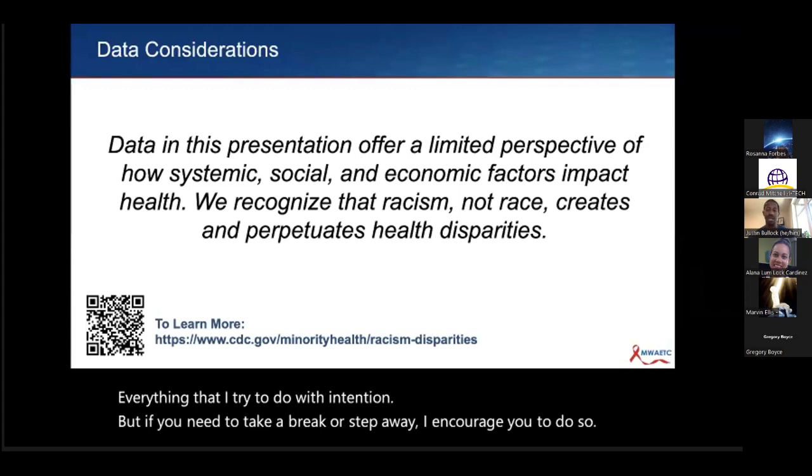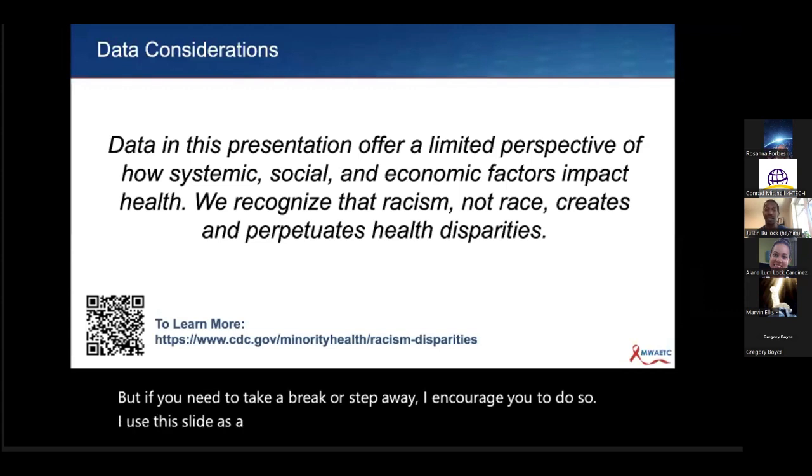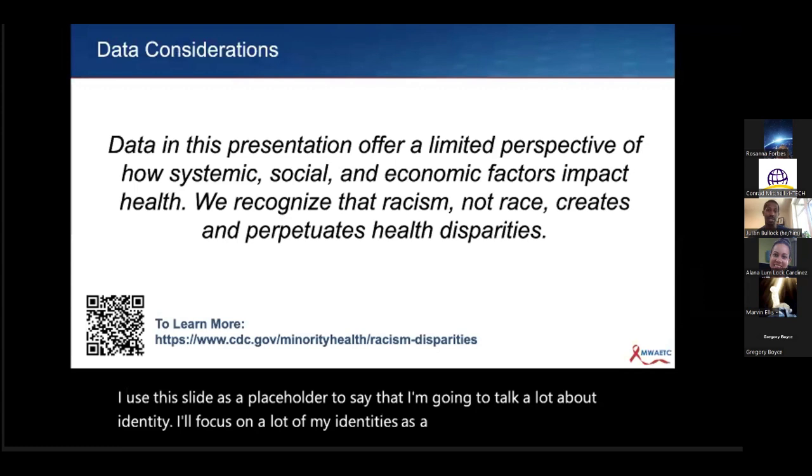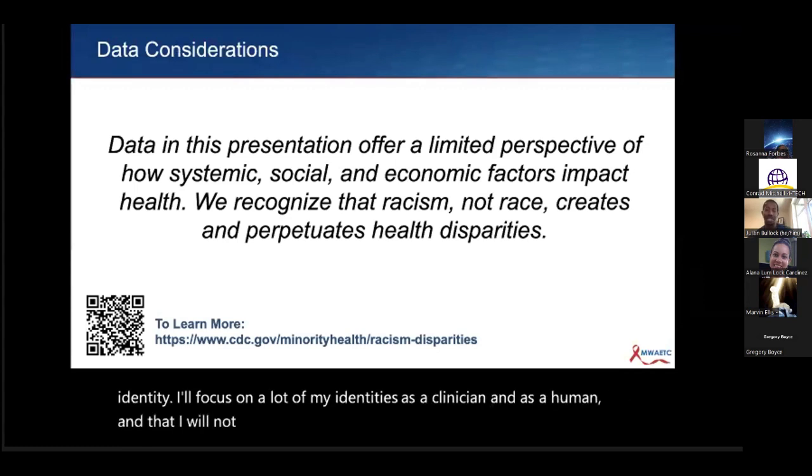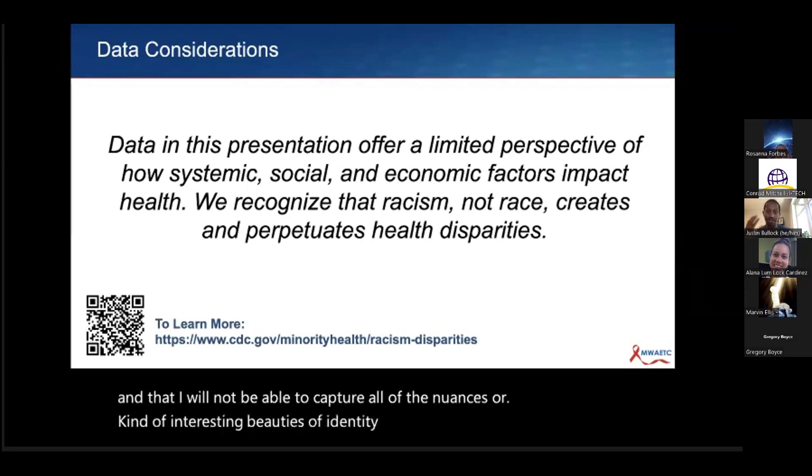I use this slide as a placeholder to say that I'm going to talk a lot about identity. I'll focus on a lot of my identities as a clinician and as a human, and I will not be able to capture all of the nuances or interesting beauties of identity, but I will attempt to make statements that can be applied broadly to people.